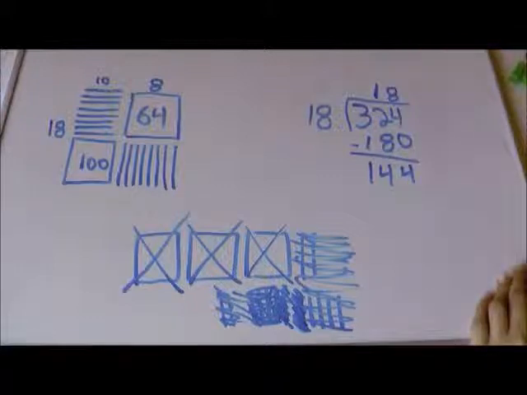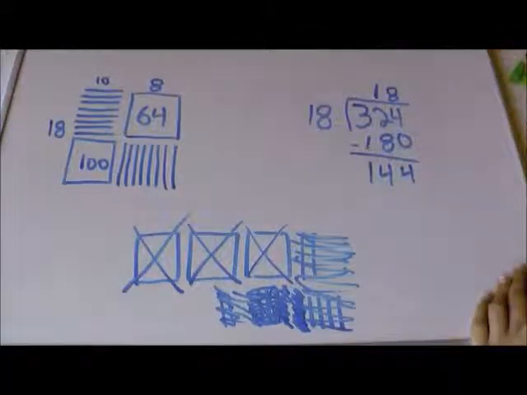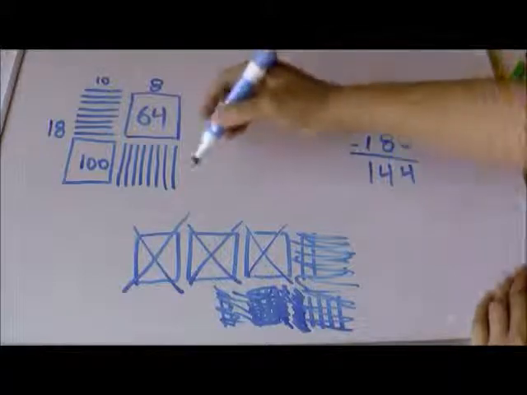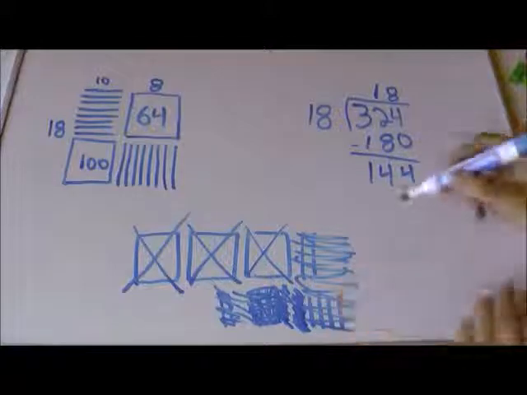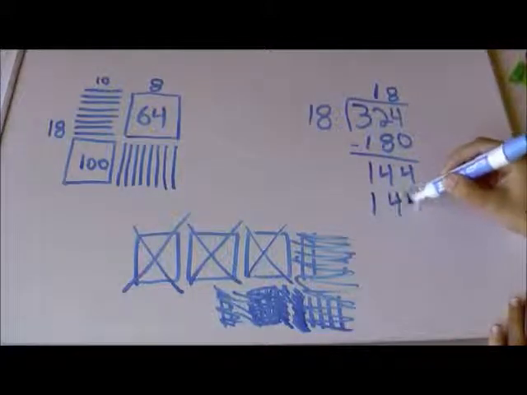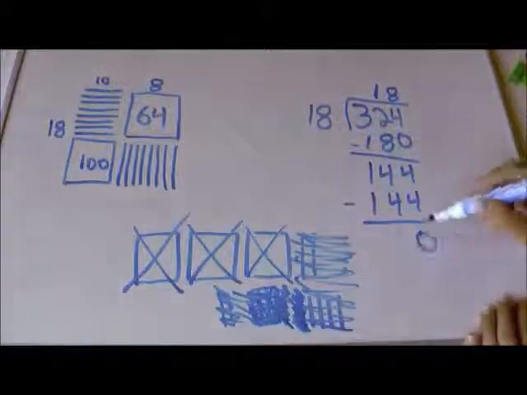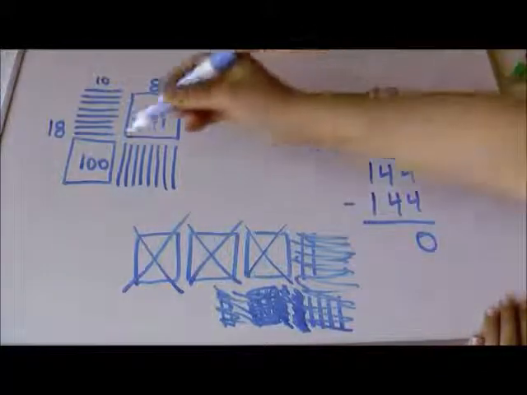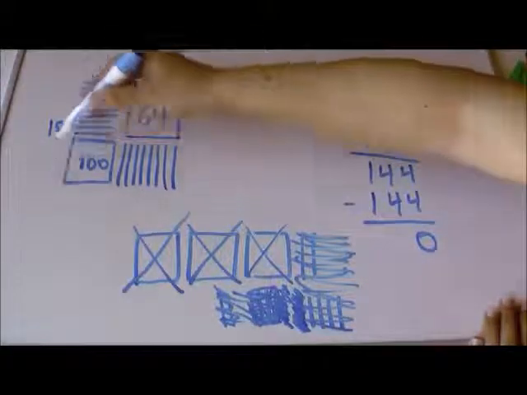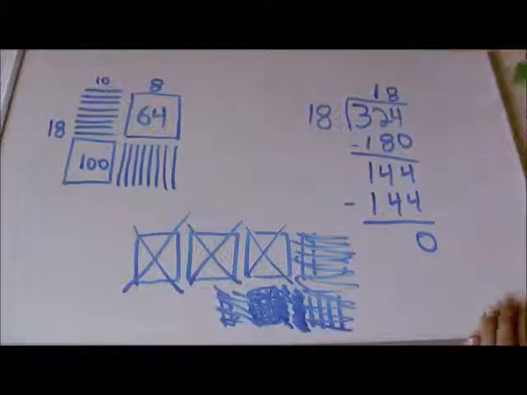I can write it in 8. And so how much did I take away? I had 144, and I took away 18 times 8, and that is 144. And what do I have left down here? A big old nothing. I've crossed it all out. And so I've made a rectangle with 18 on this side, and on the other side I found out it is 18, so another square there.